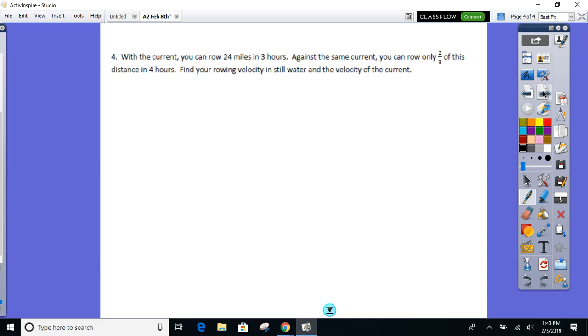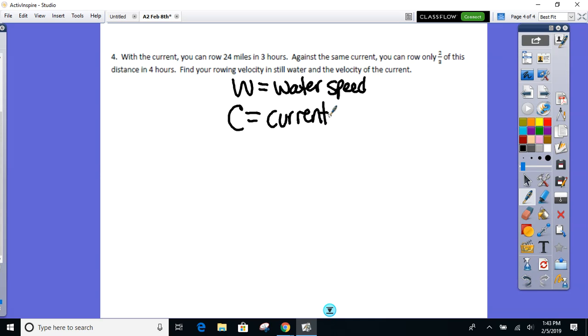All right. Can we go W? Okay, I'll let you pick. W and C. W for water speed and C for current speed. Now everyone knows this isn't the speed I'm at now, but the current speed, as in the one going against me. Okay, just making sure.